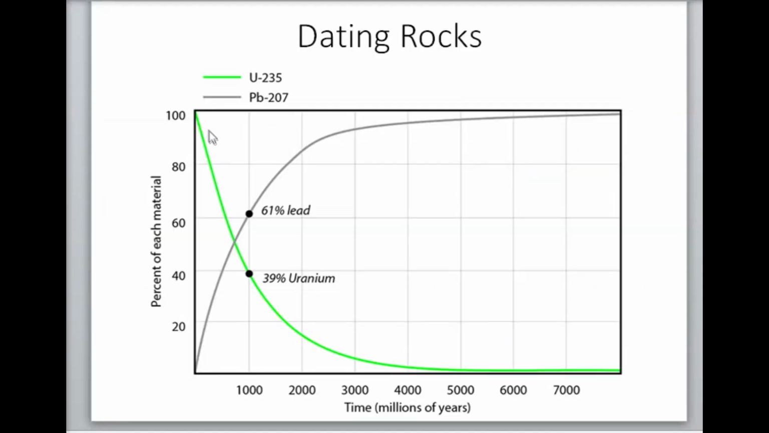Here you can see the half-life curve of uranium-235, which is one of the isotopes that they use to date rocks. As it decays, it turns into lead, which you can see here. So as this gets smaller, the lead gets bigger. At the 50% point, which is the half-life, if you go down, you can see the half-life of uranium-235 is around 700 million years.